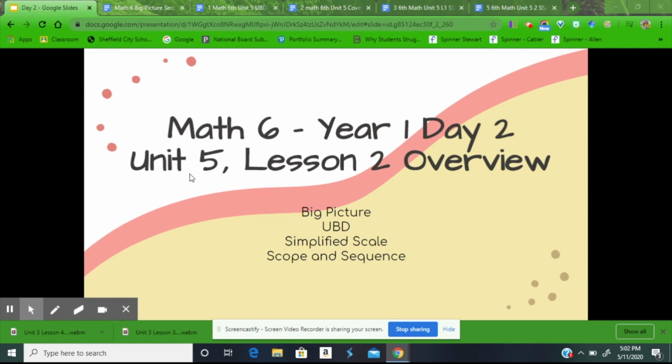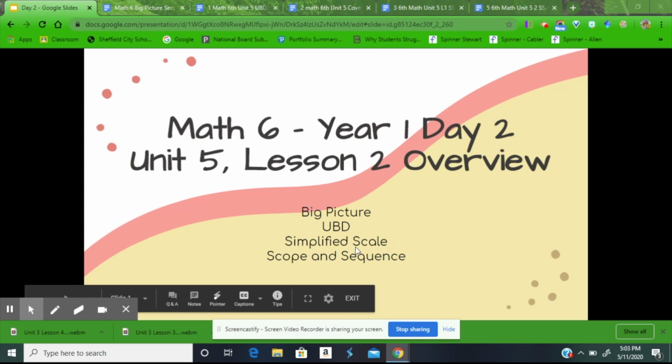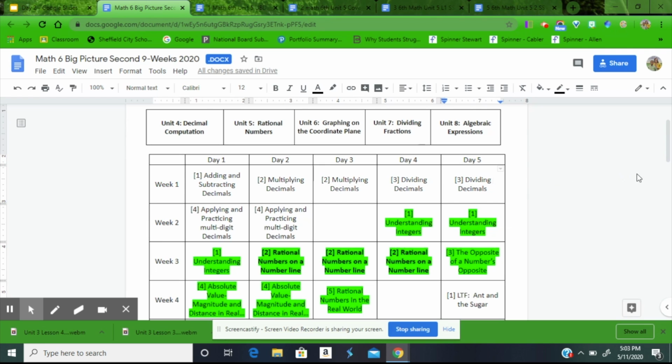Now we're going to have a look at Unit 5, Lesson 2 Overview. Because this is the first lesson in Unit 5, we're going to look at the big picture in addition to the UBD, the simplified scale, and the scope and sequence. So we're going to start off looking at the big picture.